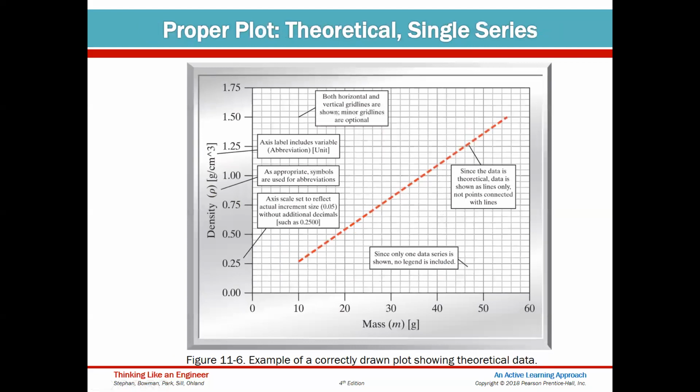And then lastly, looking at a theoretical single data series, again, we've got our axis labels with our 3 parts to each label. We've got our numbers or increments on each axis that are represented nicely. We've got our major and minor grid lines in both horizontal and vertical directions. Our single data series here is represented by a red short dashed line. And we do not need a legend in this because we only have a single data series.